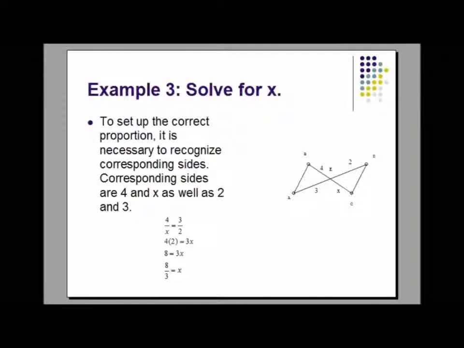Cross multiplying gives 4 times 2 equals 3 times x. This simplifies to 8 equals 3x. Dividing both sides by 3 gives us a length that x equals 8 over 3.